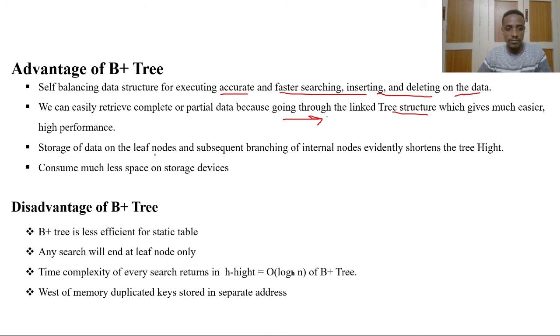Storage of data on the leaf nodes and subsequent branching of the internal nodes evidently shortens the tree height, and as well it consumes much less space on storage devices. So these are some advantages of the B+ tree. And a disadvantage of the B+ tree: it is less efficient on a static data table. So the B+ tree works on a dynamic table.